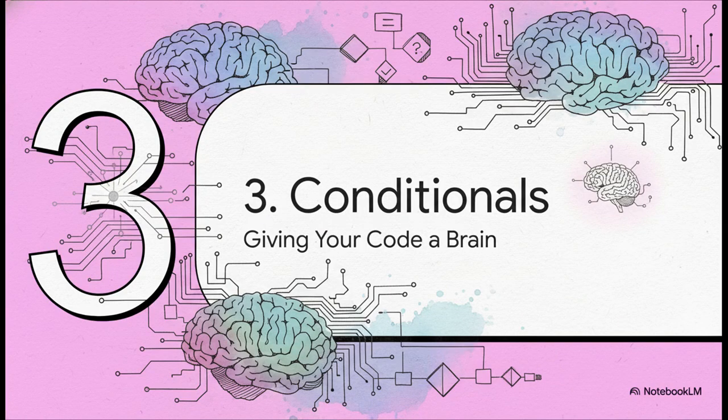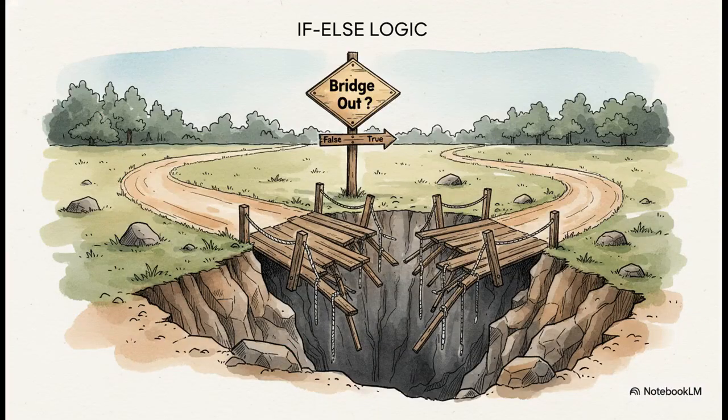All right, we can store stuff and we can classify it. Now let's give our code a brain. It's time to start making decisions with conditional statements. Honestly, the best way to think about if-else logic is this. You're at a fork in the road. Your code hits a question, a condition. If the answer is yes, if the sign says bridge out, it takes one path. If the answer is no, it takes the other path.